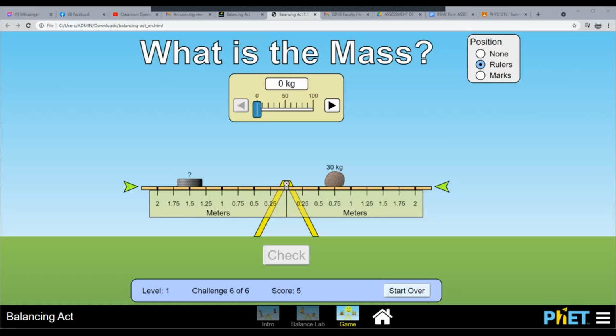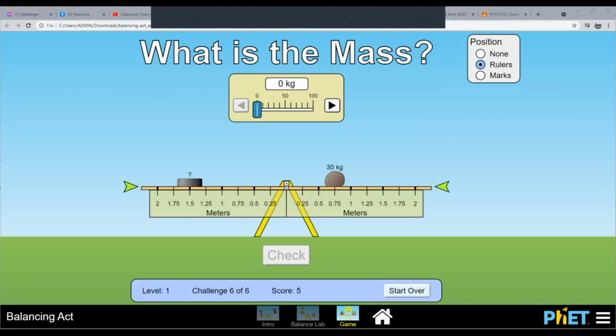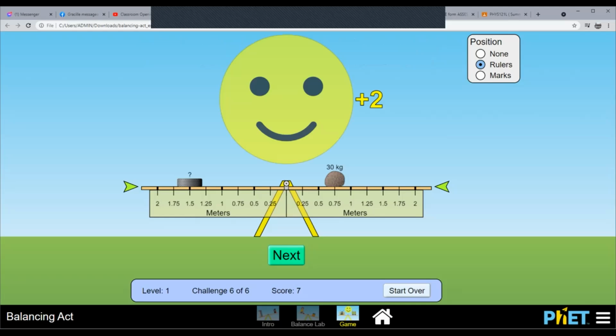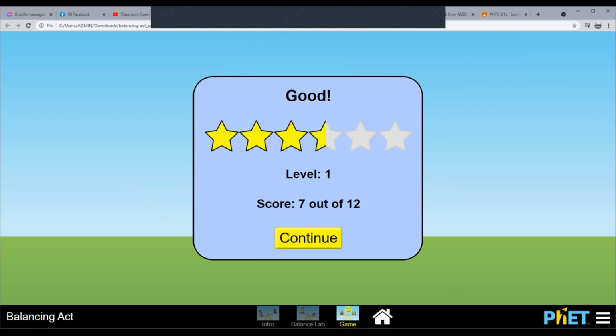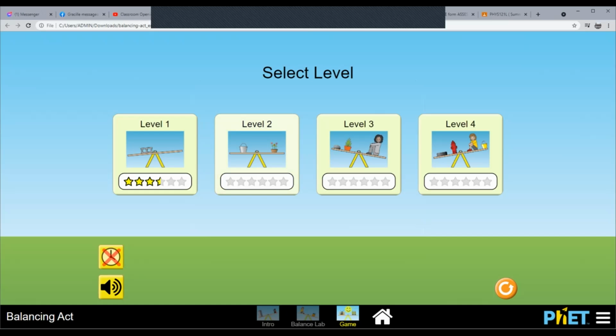So, ano ang answer natin? 15 kilograms po, ma'am. Ito bang answer nyo? 1.5? Yes po, ma'am. Sige, let's check. Good. Okay, so next. Okay. So that is a good one. Okay. Let's try on level 2.